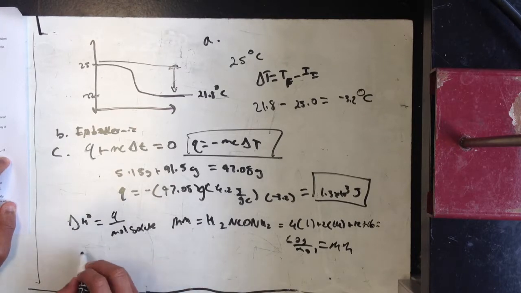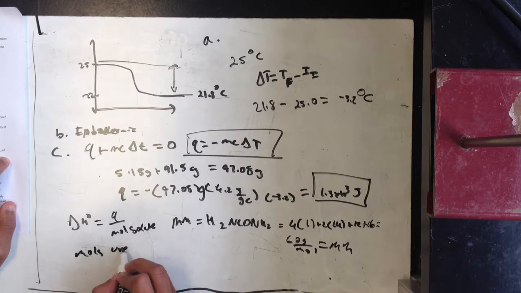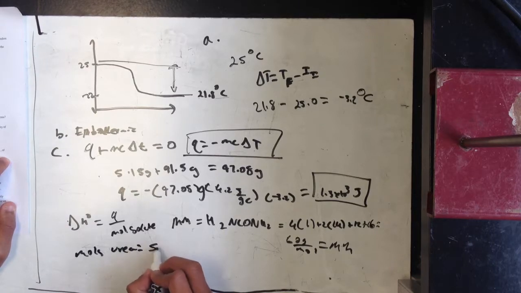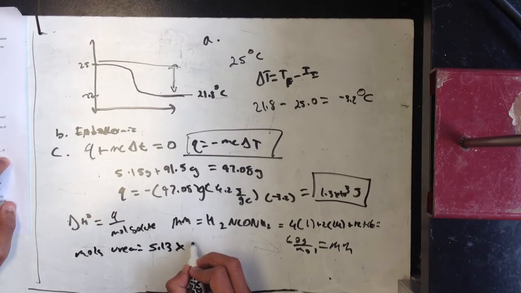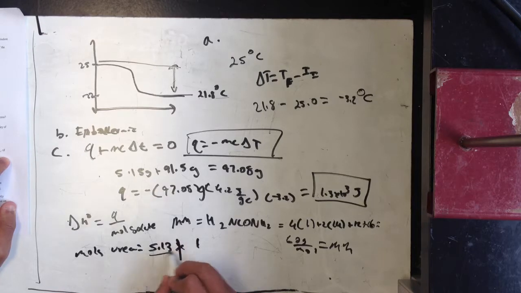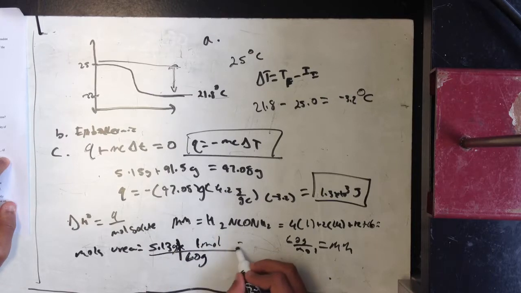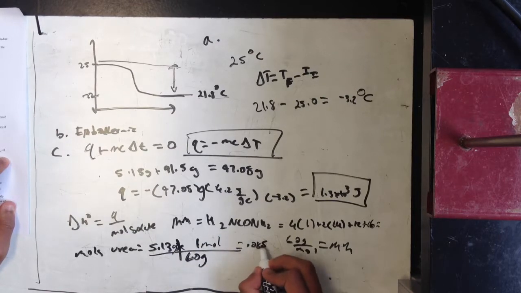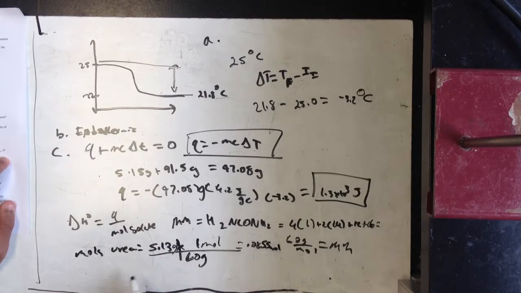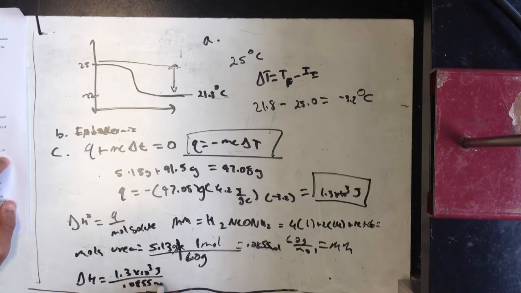Right? Then to find the moles of urea, you do 5.13 times 1 mole over 60 grams, which gives you 0.0855 moles. Then for delta H, you say 1.3 times 10 to the third joules over 0.0855 moles is 1.5 times 10 to the 4 joules per mole, which is the same thing as 15 kilojoules per mole.